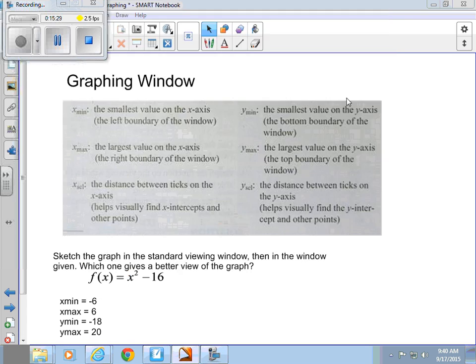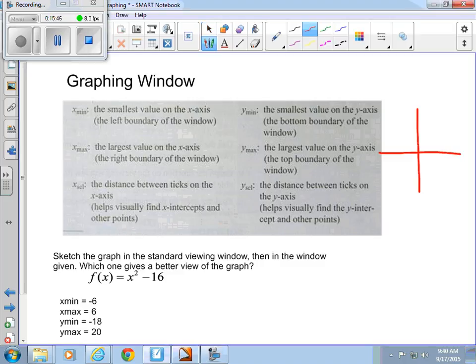The first thing we're going to talk about is the X minimum and the X maximum. The X minimum and the X maximum is the smallest value that is shown on the x-axis and the largest value that is shown on the x-axis. So if you have a grid in your calculator, the X minimum is this value, the farthest left the graph goes. The X maximum is the farthest right the graph goes.